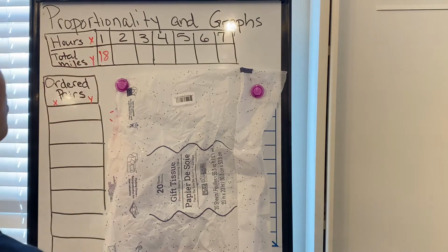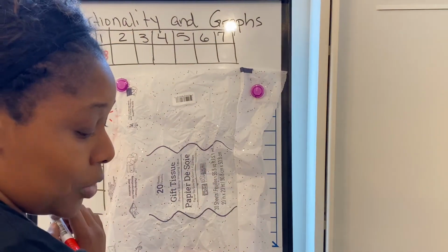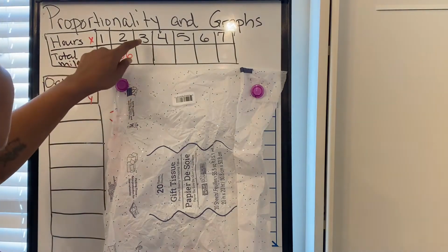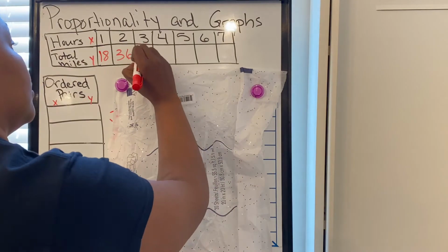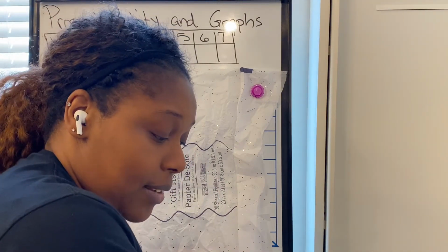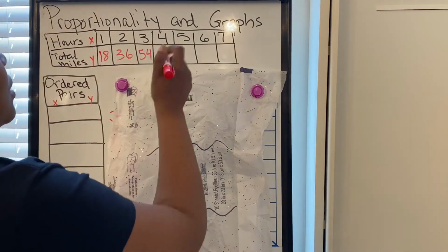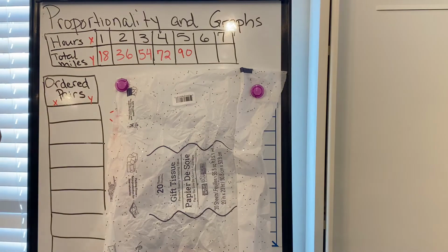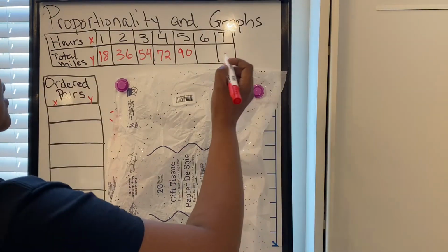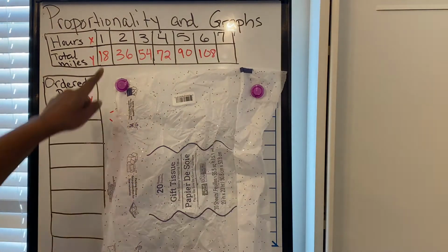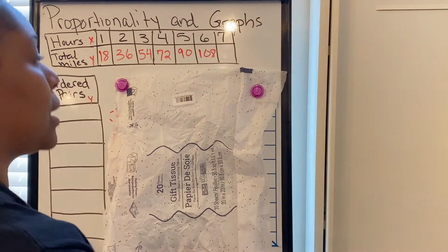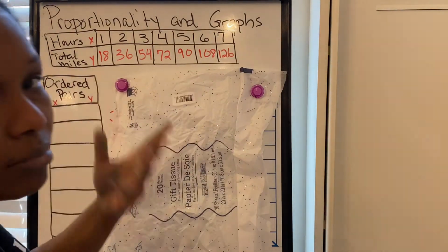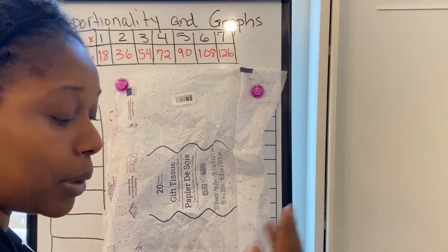So I'm gonna say 18 times 2. What's 18 times 2? You can use a calculator if you need to. 36. 18, our constant, times 3. 54. I hope you have a calculator out. 18 times 4 is 72. 18 times 5 is 90. 18 times 6 is 108. And 18 times 7 is 126. You can also just keep adding 18. In my head, that's how I can get to it quickly. But you can also use the calculator, okay?